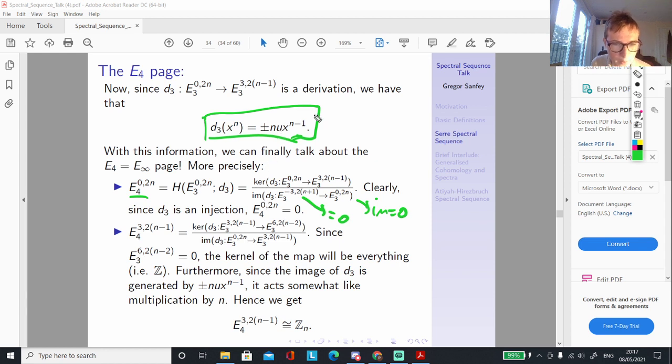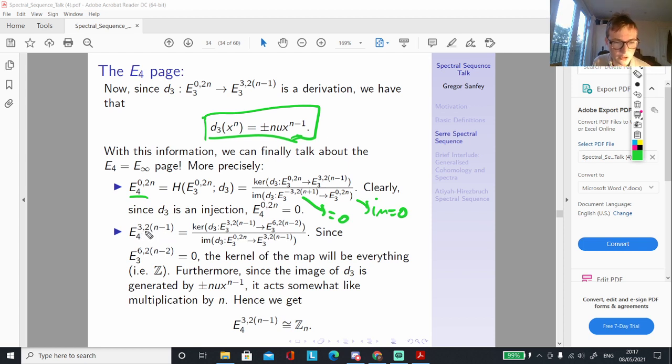That's a slightly hand-wavy way to think about it, but if you replace multiplication with addition and think about the x's and the u's as being 1s, then you'll get 1 times 1, n times, or whatever. That's just how I like to think about it. I like to think of this as being multiplication by n, just in disguise. And so because d3 is an injection, the kernel is 0, and so this guy here is going to be 0. Okay.